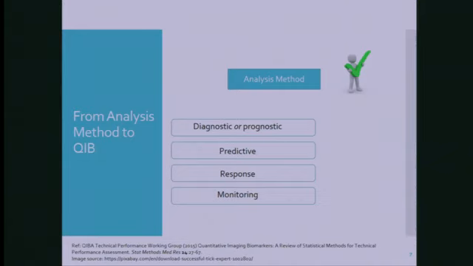As Liz put it already, analysis methods can lead to different categories of QIBs. So we can be looking at diagnostic, prognostic, and perhaps predictive, whether this therapy is going to work or not, and then looking at the response to certain therapy, and also monitoring purposes as well. So this goes back to how do we go from there. For example, you have a promising analysis method, and you and your project team are very happy about it. What would be the next steps that you can then think about?